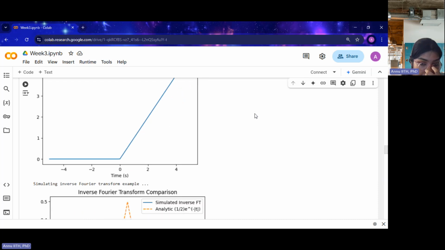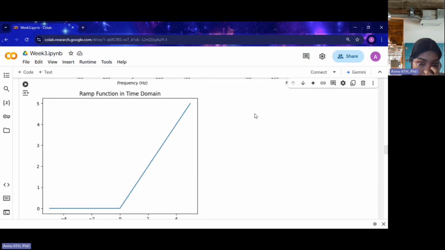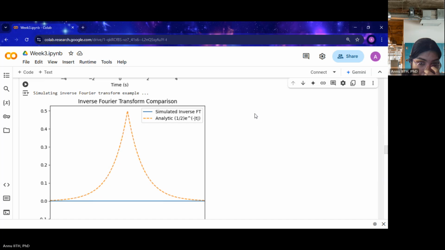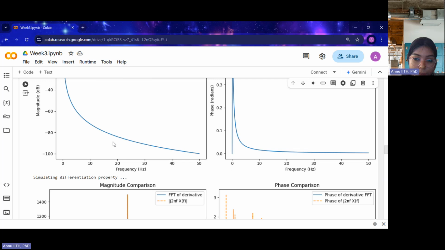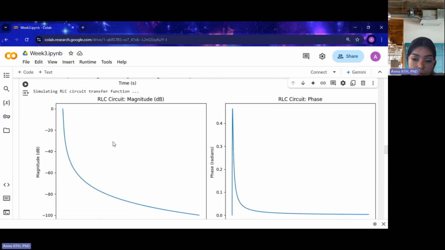Simulating inverse Fourier transform example. Inverse Fourier transform comparison. So simulated inverse Fourier transform, that analytic 1 upon 2 pi e power minus mod t. So this is the simulated one and this is the analytic one. So it's different. Maybe it varies with respect to the actual thing.